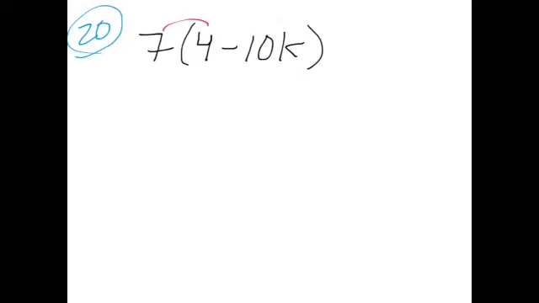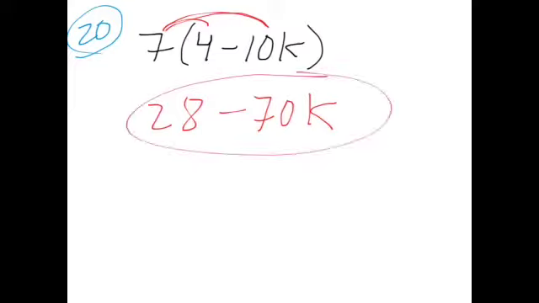And on 20, you just distribute that 7 through. Trying to get rid of the parentheses, you've got to use the number out front. 7 times 4 is going to give you 28. And then 7 times that negative 10k is going to give you negative 70k.